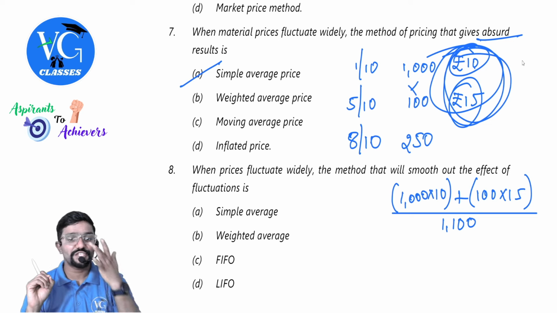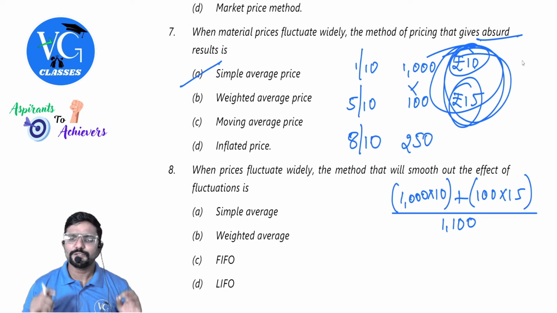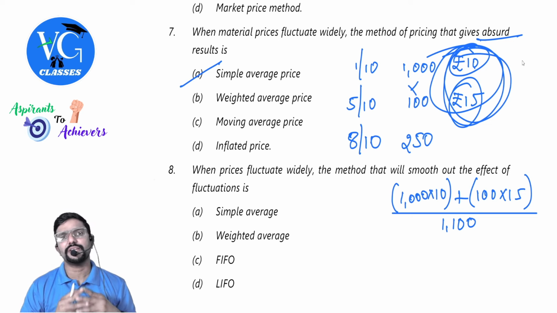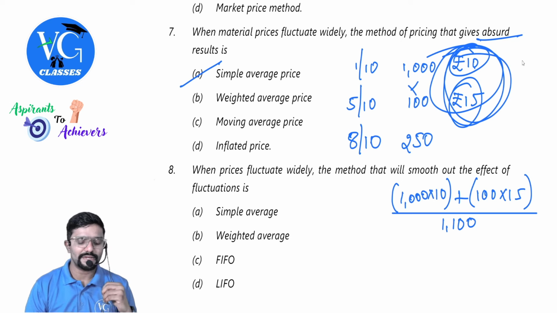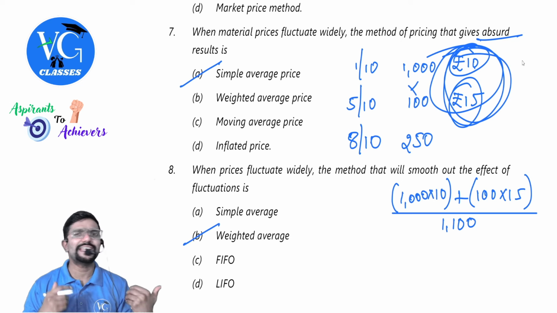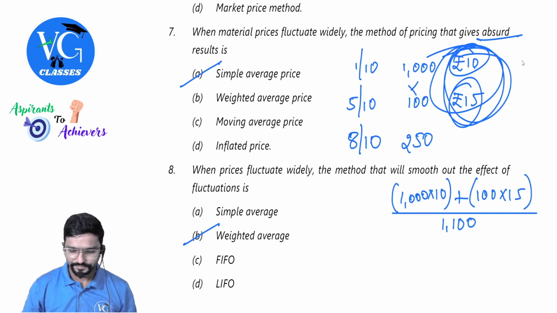Next, when price fluctuates widely, the method that will smooth out the effect of fluctuation is weighted average, guys, because they consider both weight as well as price.